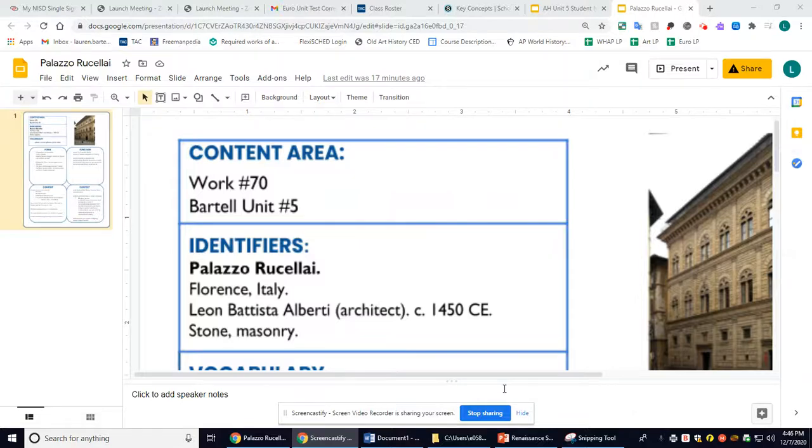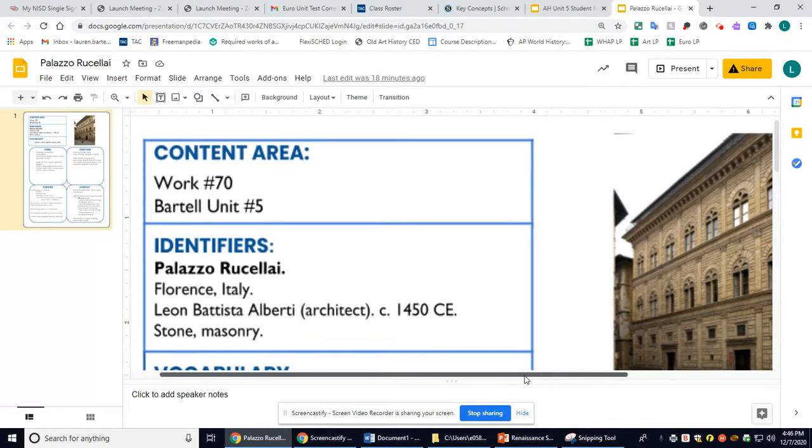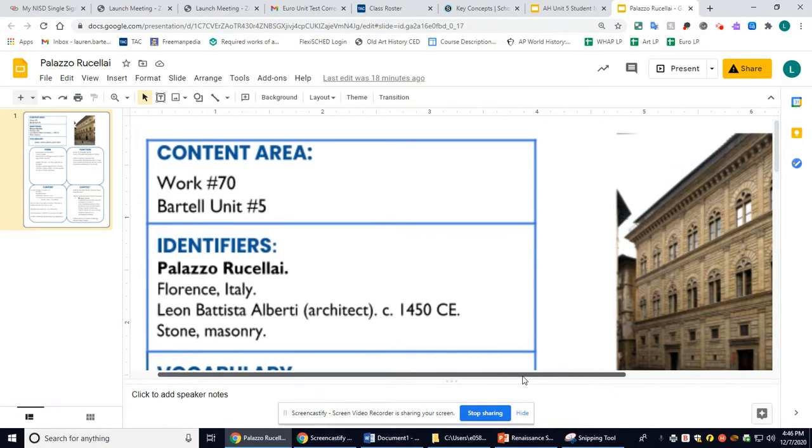Hi everyone, today we're going to talk about the Palazzo Rucellai, and this is work number 70. I'm going to attempt to switch back between the notes and the PowerPoint, and we'll see how I do with that. But let's break down a little bit about the identifiers first.